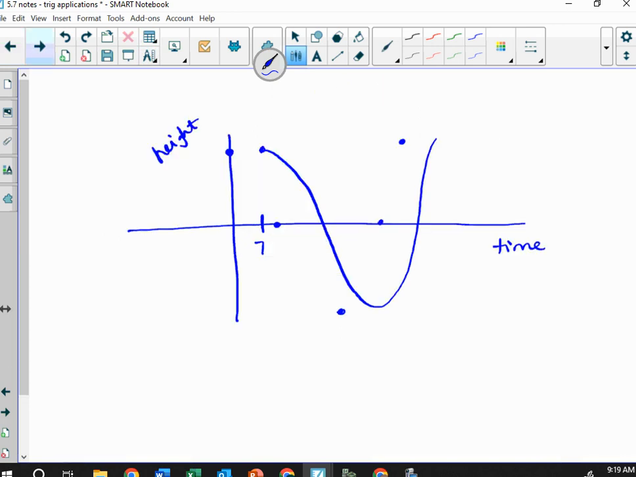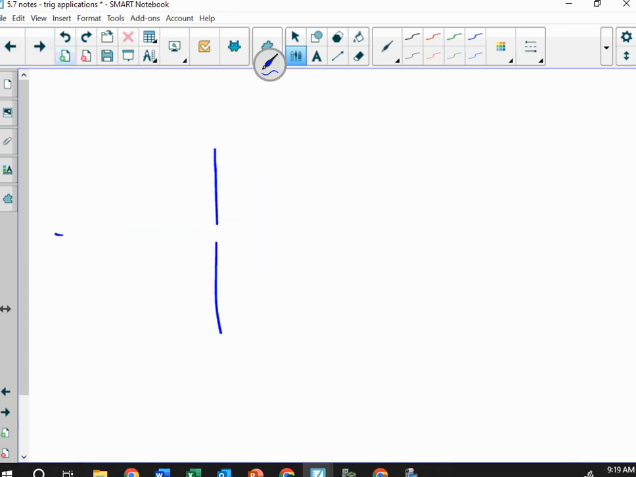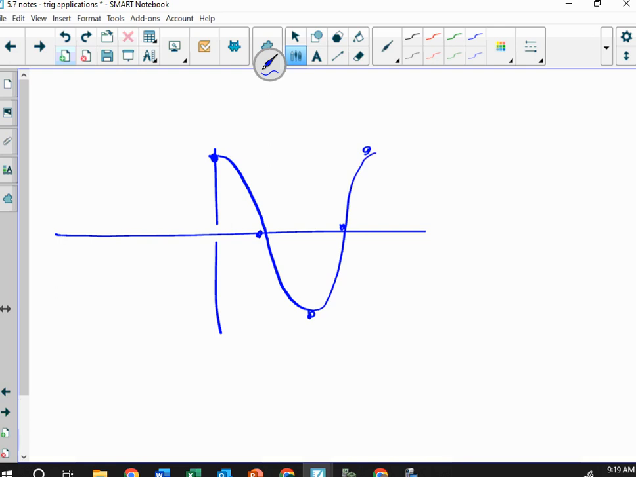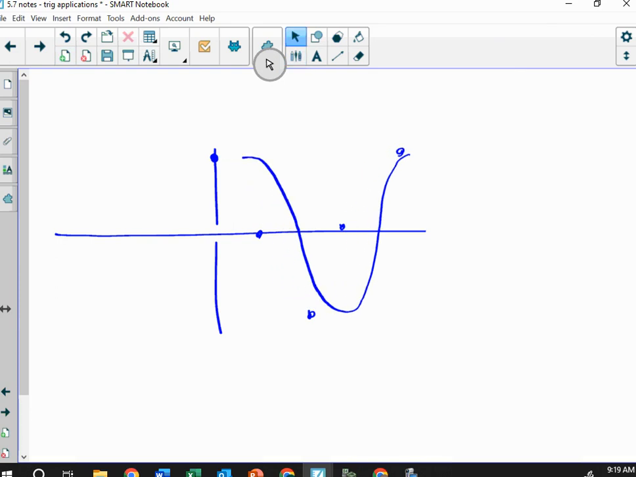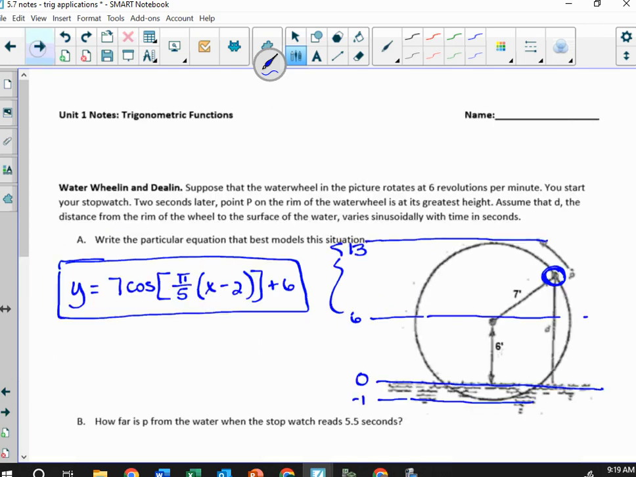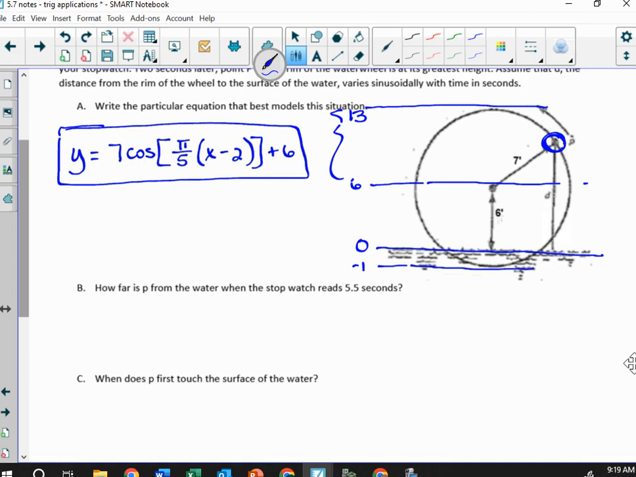Right, because cosine, let's do a new one. Cosine should look like that, right? For the one we just did, this gets shifted over 2 seconds, right? So P is there. Once you write the equation, it's whatever height you get when you plug in a 0 for time. Does that help? Okay.